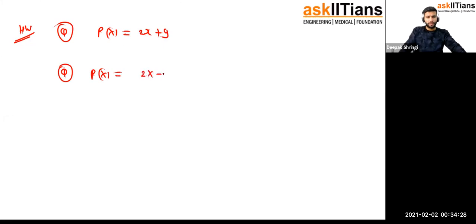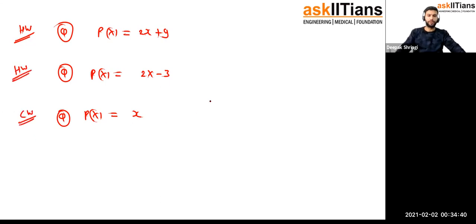Okay, take a little homework from here first. You need to draw the graph of p(x) = 2x + 9. You need to draw the graph of p(x) = 2x - 3. You need to draw the graph of p(x) = x. Okay, so for p(x) = x, I will tell you now. This is your homework. These two are your homework. Right now I am telling you the classwork.